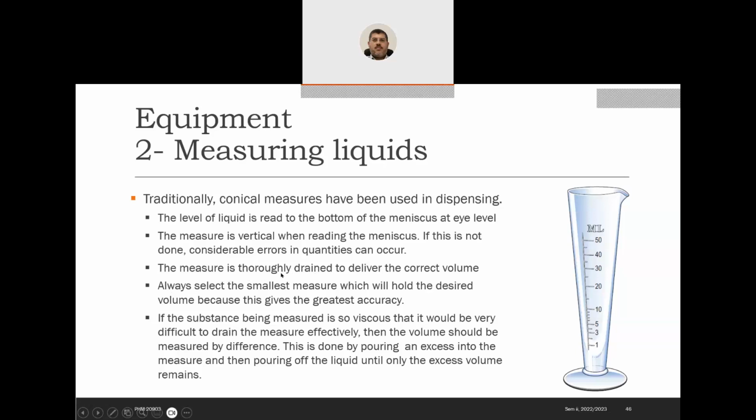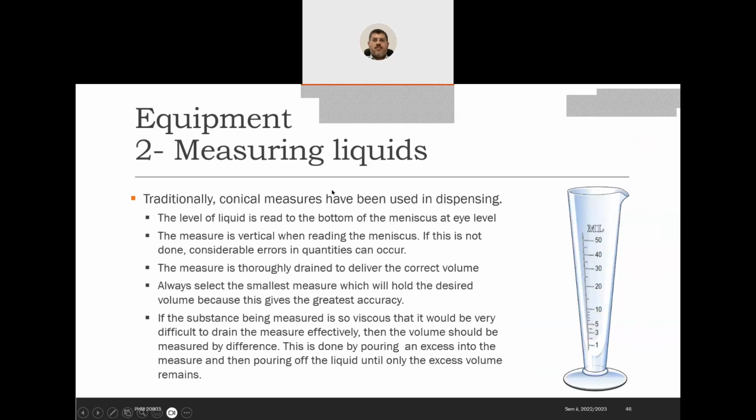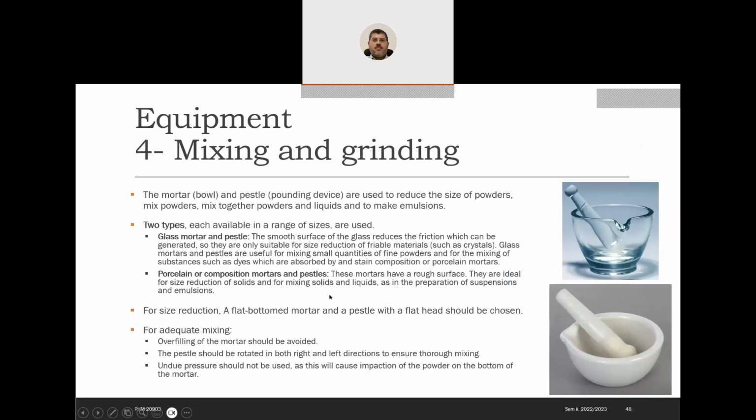And then once you pour the liquid from it, you have to thoroughly drain it to deliver all the volume that was inside. Sometimes if you have a viscous fluid, there will be some remaining once you pour, so you can put in excess. For example, you need to take 40 ml, so put 50 ml. The difference is 10 ml, so you pour until you leave 10 ml in the measure. This is usually used for measurement of large volumes. For small volumes, we use graduated pipettes. We also use semi-automatic pipettes like this one. Okay. So you already know how to use it from chemistry.